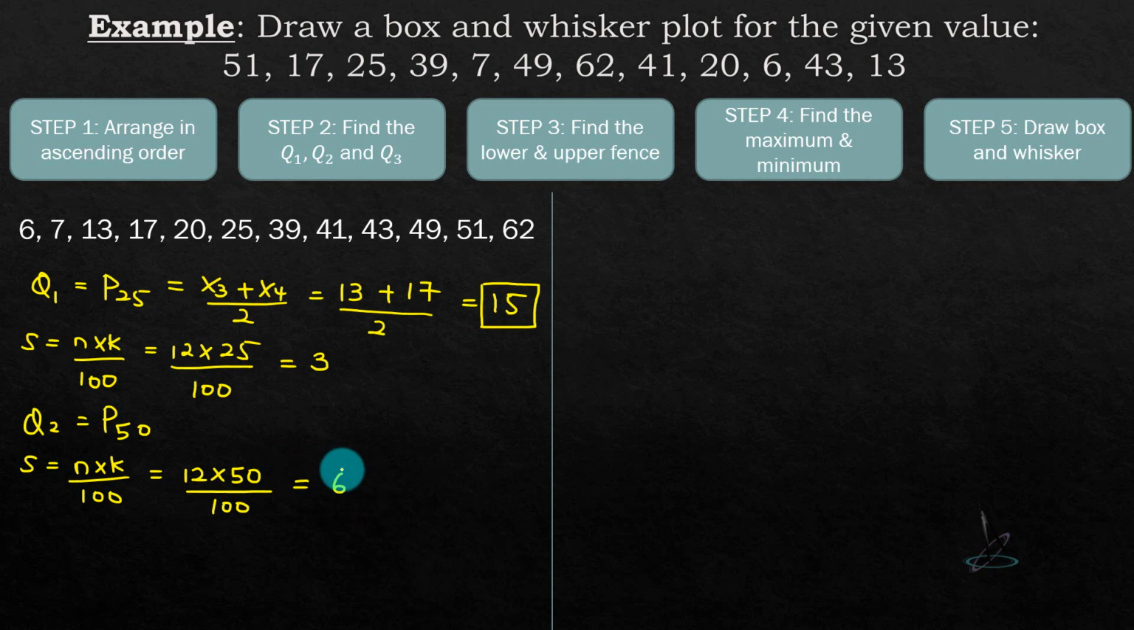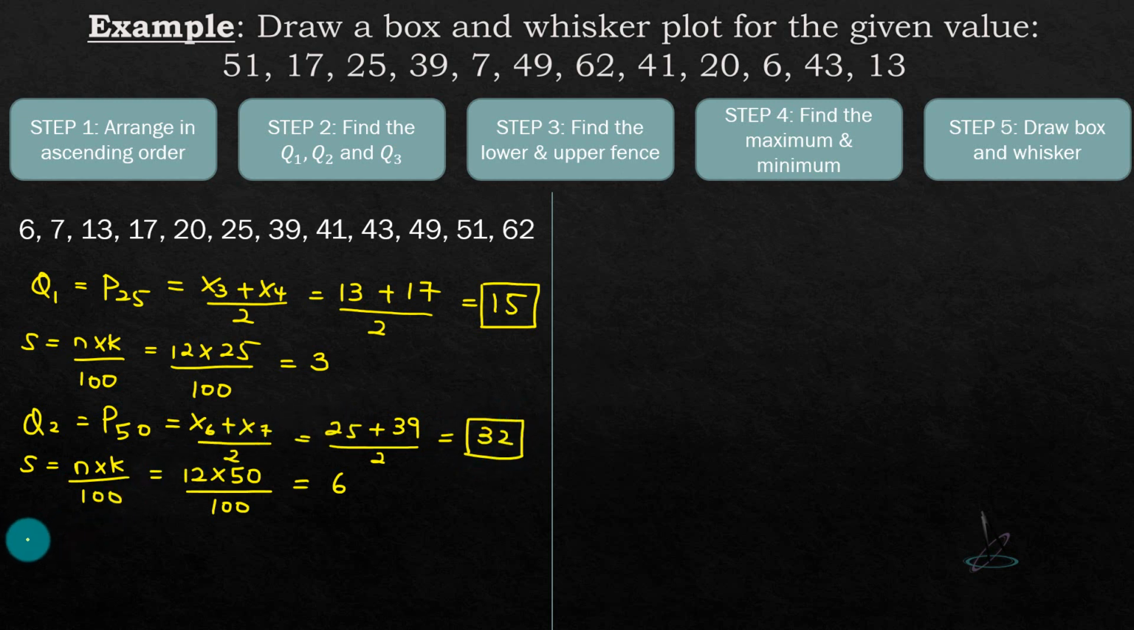So we're going to take this value plus the next one and then divide them by 2. So this is x of 6 plus x of 7, divided by 2. x of 6 means the sixth data: 1, 2, 3, 4, 5, 6. So 25 plus the next one, which is 39, and then divide them by 2. The value of this is equal to 32. So this is our median.